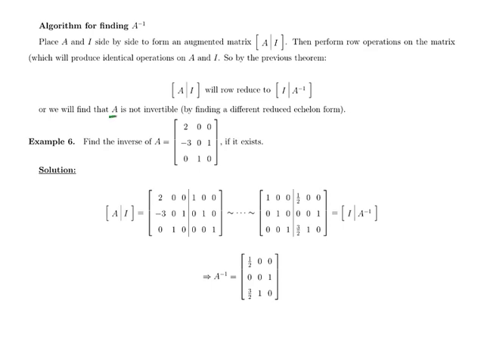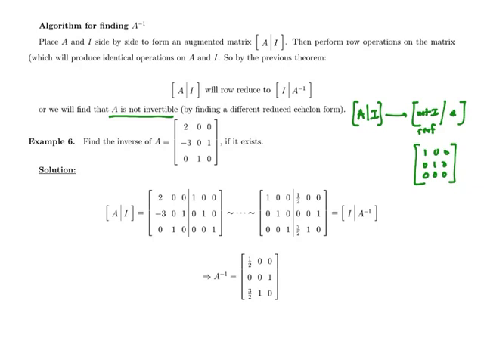Or, if A is not invertible, we would find a different reduced echelon form. We would reduce [A | I] to something that is not I times some other matrix. Something that's in row reduced echelon form, but not I. So maybe you would row reduce it to something like this. We have a row of zeros on the bottom, and that would just tell you that A is not invertible, that you cannot row reduce to the identity matrix and therefore not invertible.